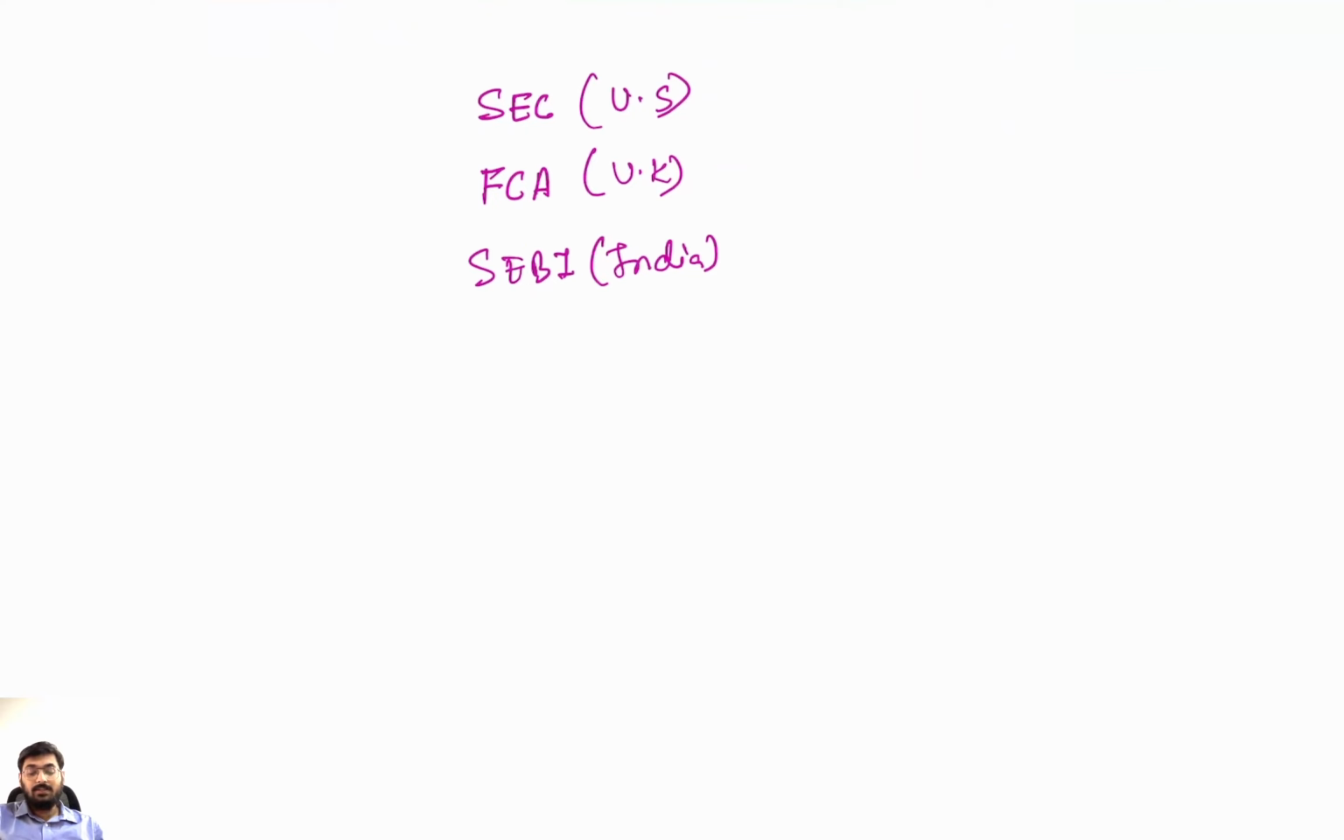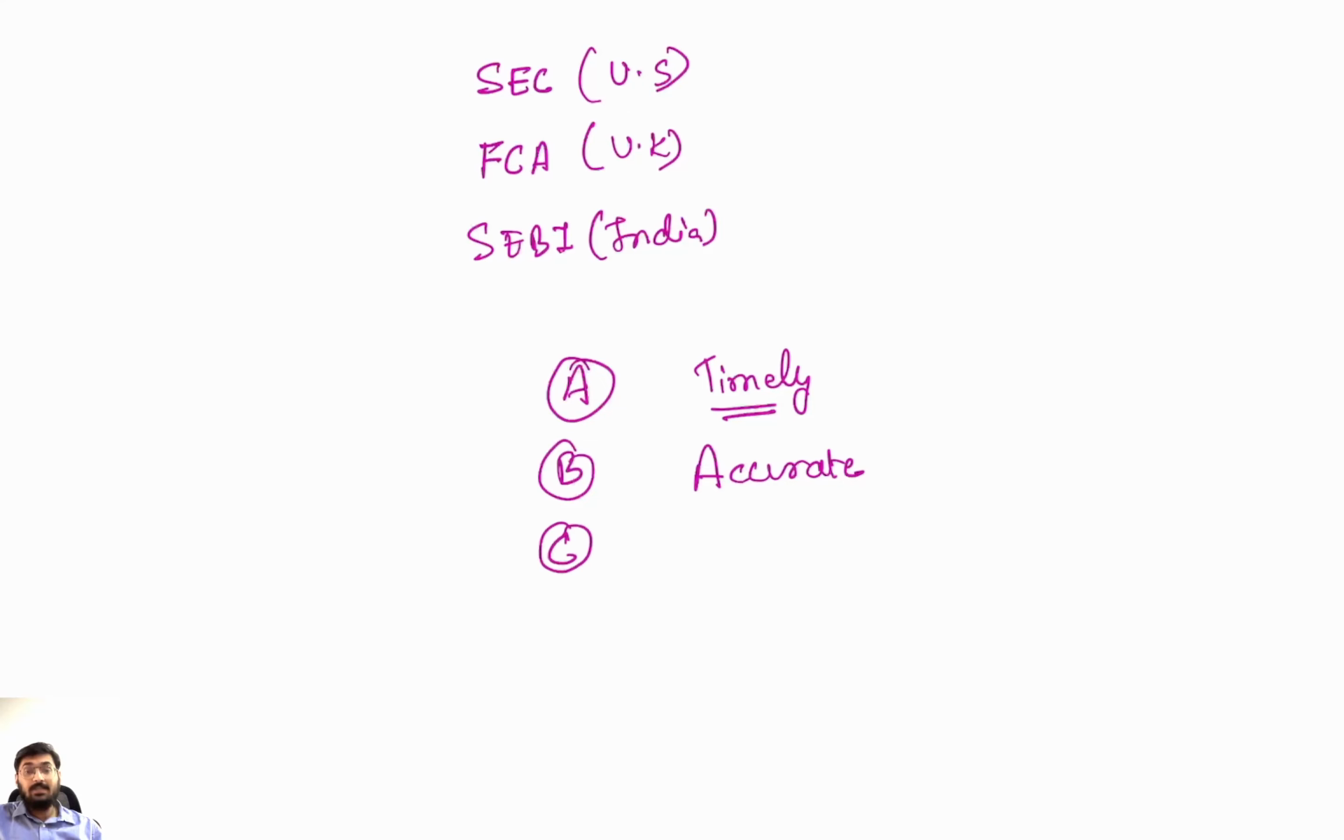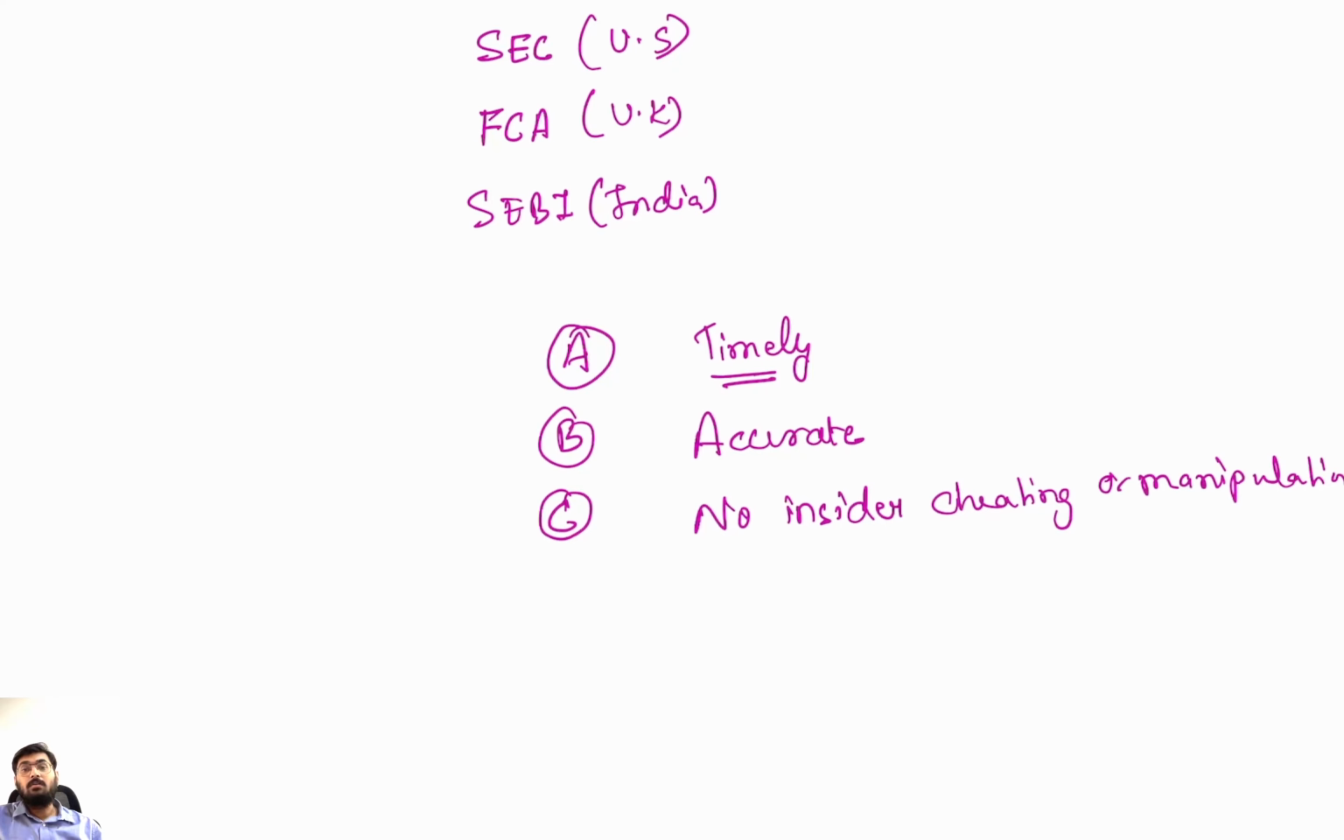Clear? They ensure three things. Number A, companies submit timely financial reports. Clear? Then the reports are accurate. Clear? And point number C, no insider cheating or manipulation.